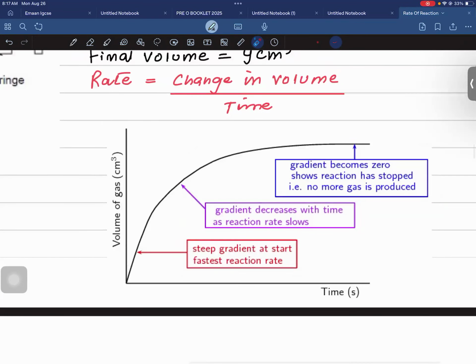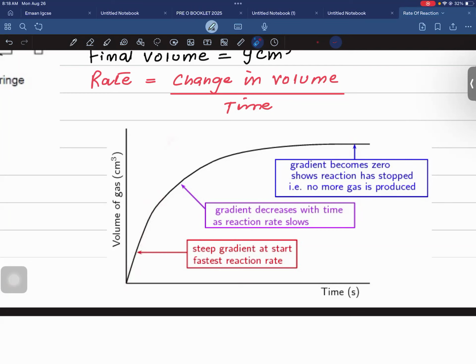Let's suppose right now, so far, I just got this line. What will this line tell you? Initially, this is more steeper. A steep gradient at the start means that the reaction is faster. How? If you can see, the volume is changing so fast, but the time is not changing so fast. The change in volume is faster.